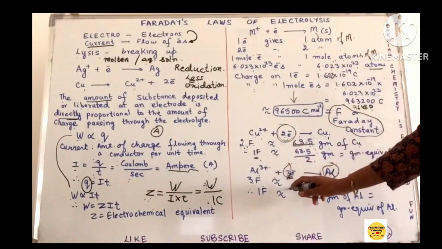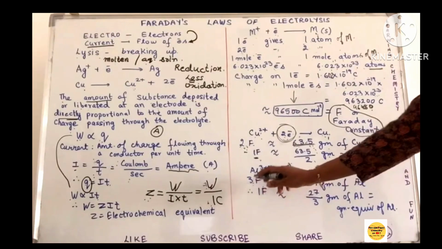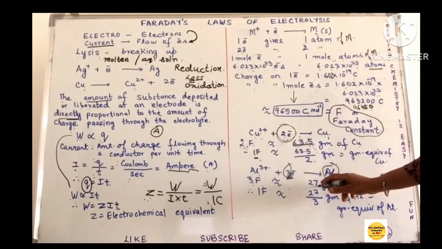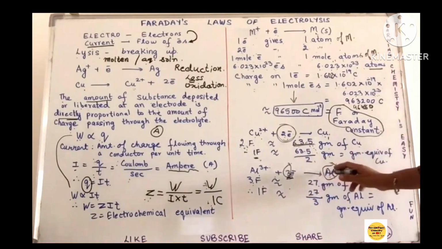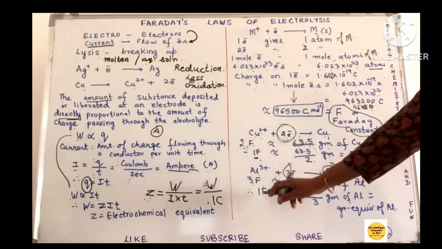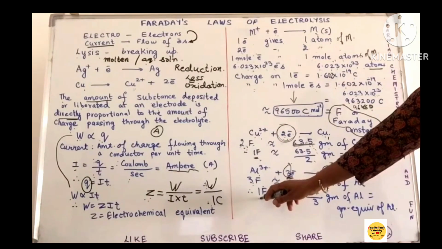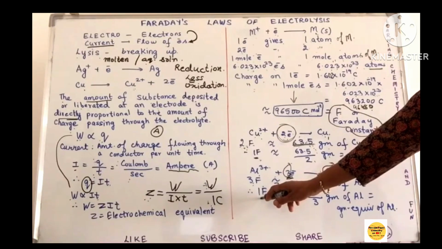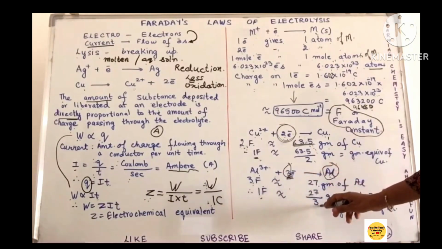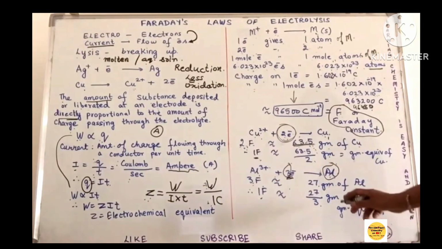Coming to the next example that we have taken. 3 Faradays is giving you 27 grams. So how much aluminium will be obtained when you pass 1 Faraday of charge through the solution? Yes, again unitary method, 27 divided by 3, that is simply 9 grams.